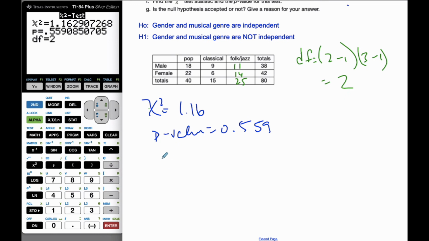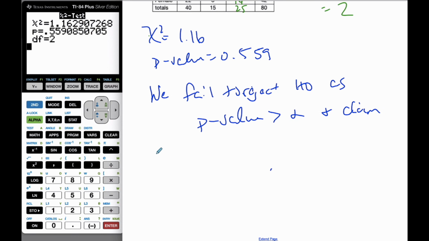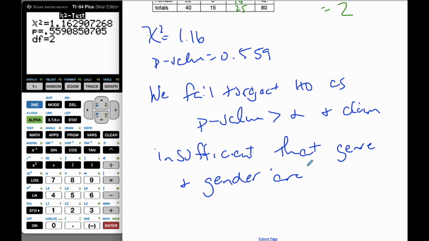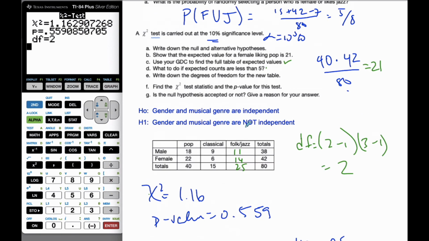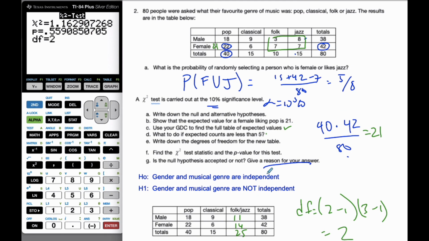Well, this p-value is large. So we fail to reject H naught as the p-value is bigger than alpha, and claim insufficient evidence that genre and gender are not independent. Basically, we think they are independent, as we fail to reject the null hypothesis. And so the reason for our answer is the p-value and the alpha. And so there we go, our chi-squared test of independence.